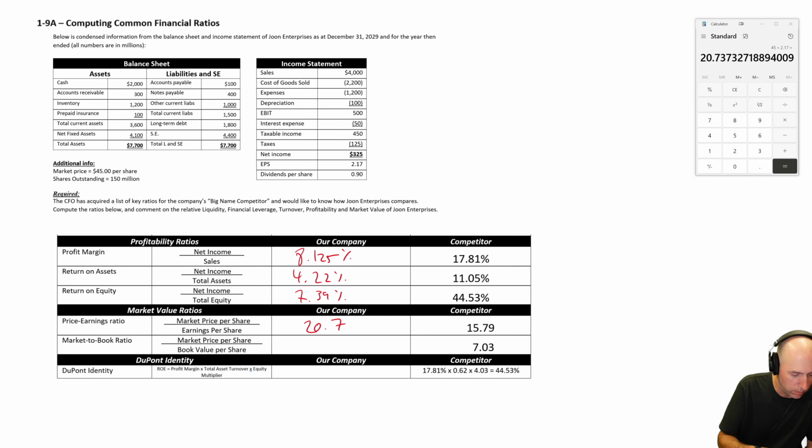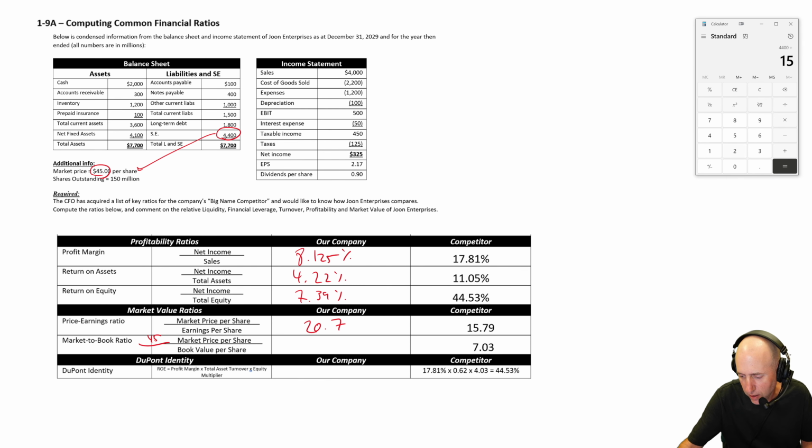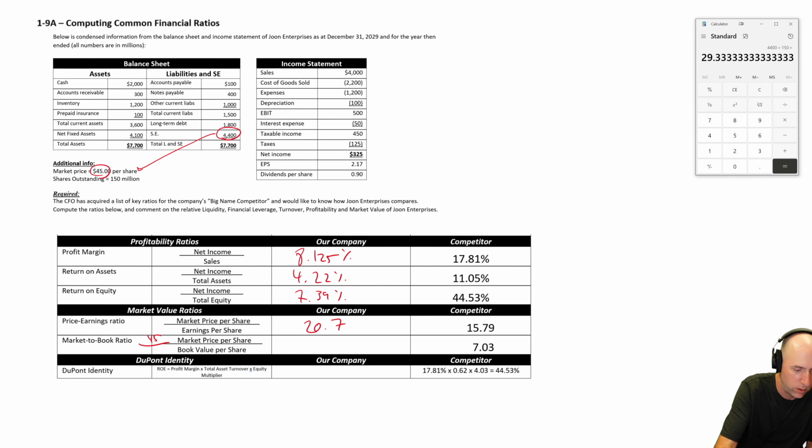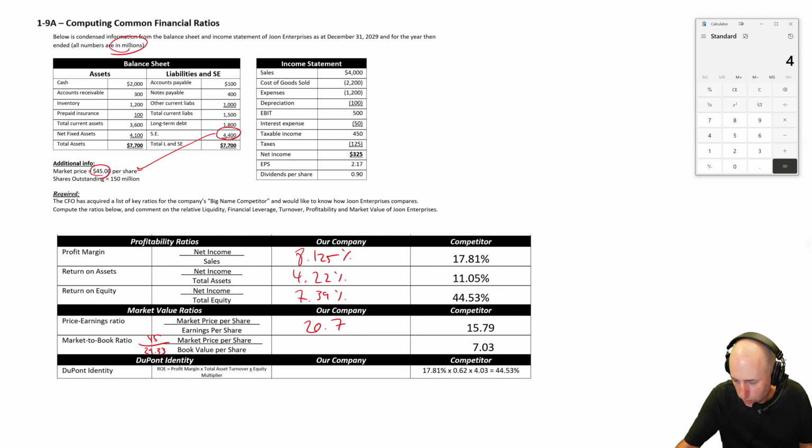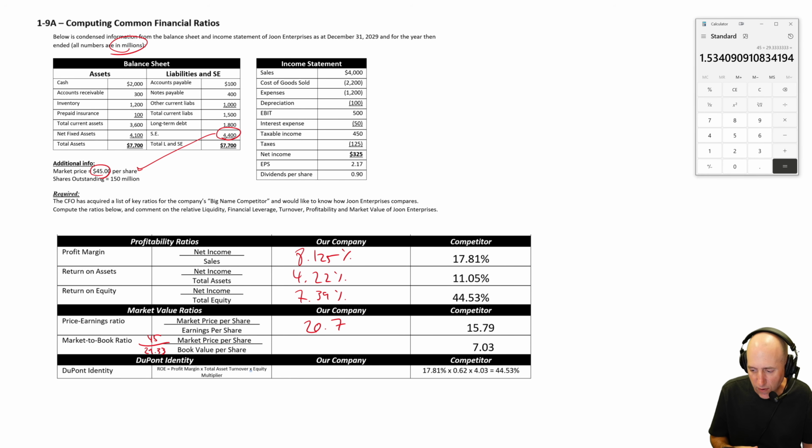Okay, the next ratio, market price per share, 45 bucks, divided by book value per share. Book value per share is our equity divided by the number of shares outstanding, 4400 divided by 150 million shares outstanding. This is in millions, so we can just do that straight calculation. Our book value per share is $29.33. So 45 divided by 29.33 is 1.53. So ours is a little bit worse here.